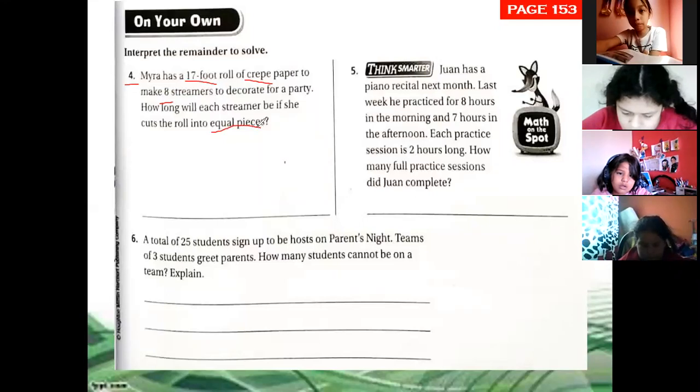Cut the roll, crepe paper. My grandma used to make flowers using crepe paper.